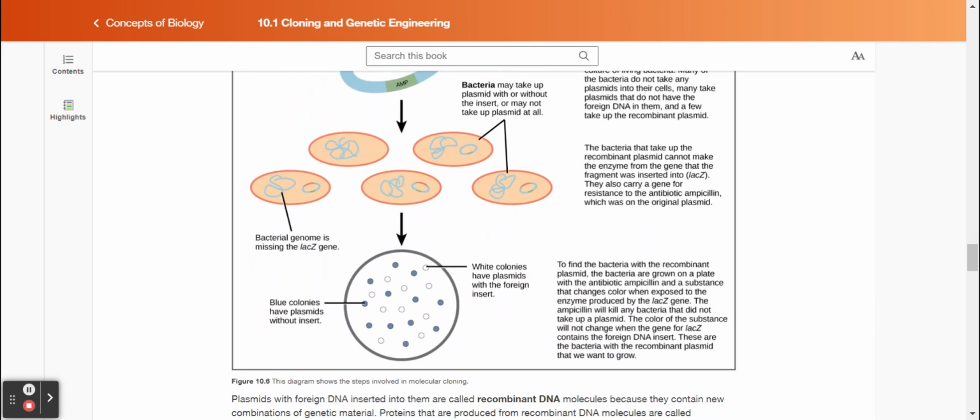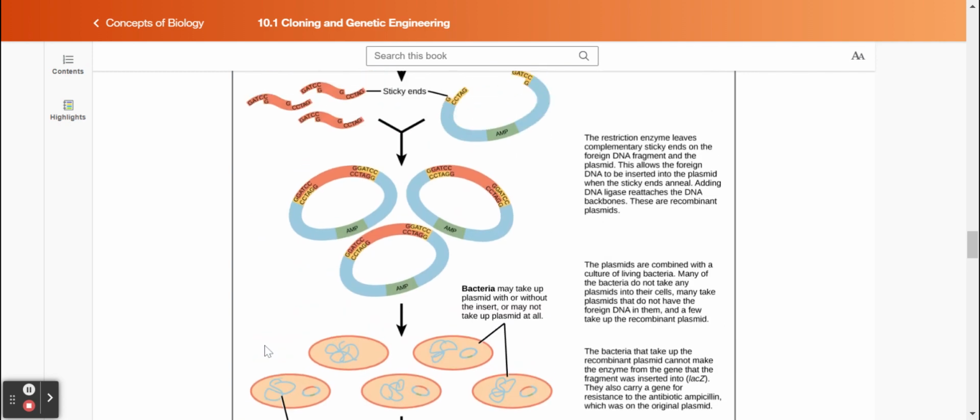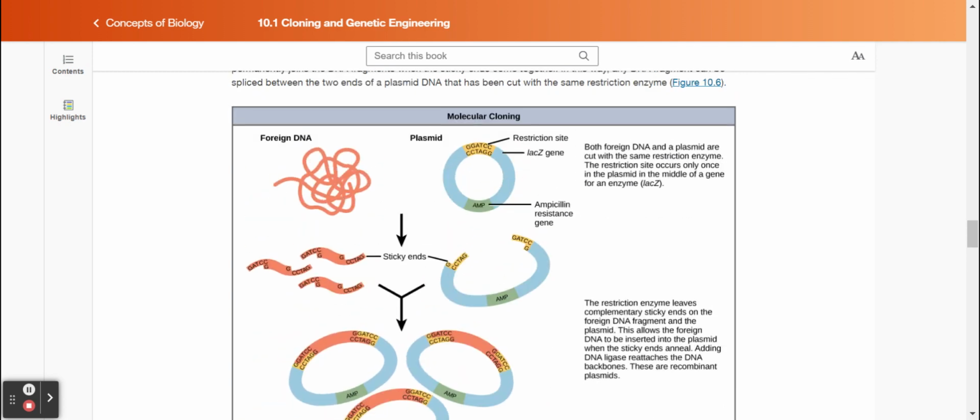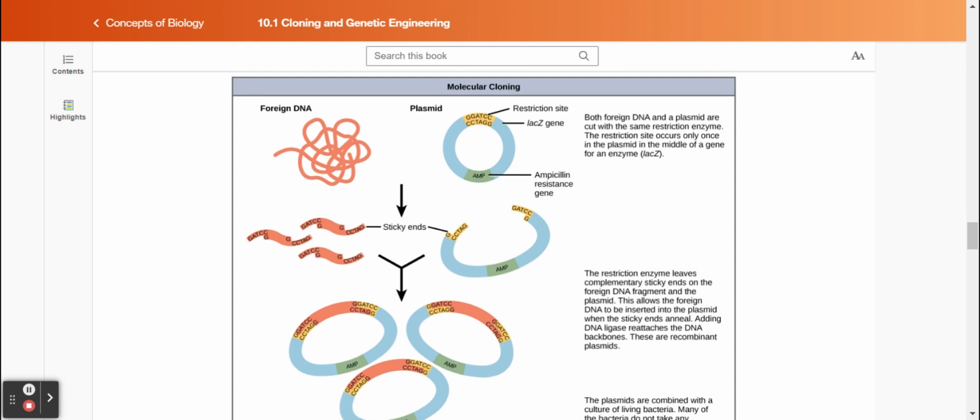Figure 10.6. This diagram shows the steps involved in molecular cloning. Both foreign DNA and a plasmid are cut with the same restriction enzyme. The restriction site occurs only once in the plasmid, in the middle of a gene for an enzyme, LAC-Z. The restriction enzyme leaves complementary sticky ends on the foreign DNA fragment and the plasmid. This allows the foreign DNA to be inserted into the plasmid when the sticky ends anneal. Adding DNA ligase reattaches the DNA backbones. These are recombinant plasmids.